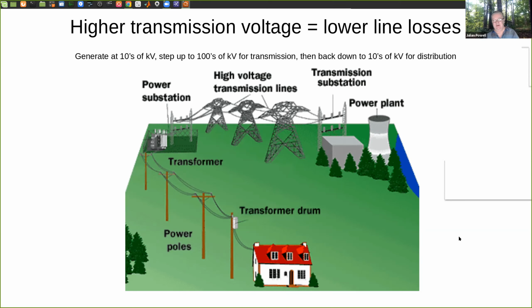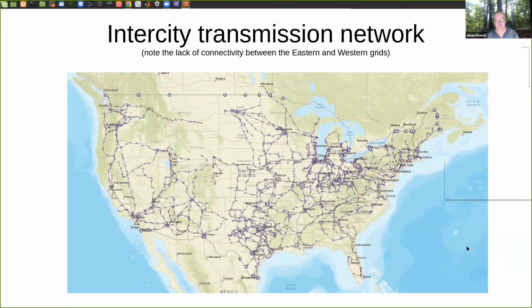So anyway, the actual grid, of course, looks nothing like this. This is radically simplified. Looks more like this. And this is showing the intercity transmission network only. Just the big power grid that connects urban areas and connects states to each other.